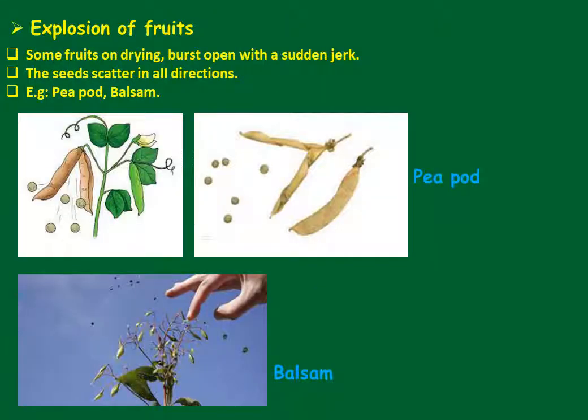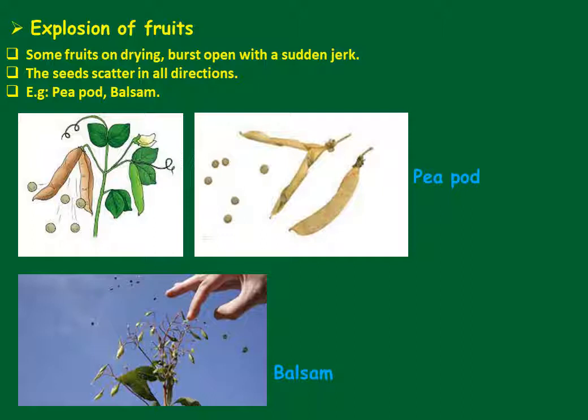Now, explosion of fruits. This is the case of some special fruits. Once it gets dry, it will open or burst with a small jerk. Then the seeds will go in all directions, and once they go in different directions, they will grow from the soil over there.